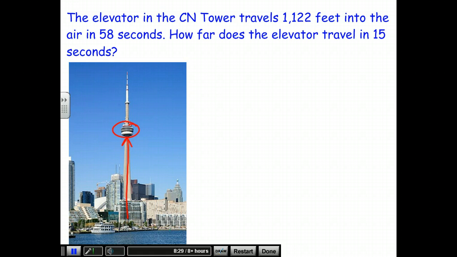So go ahead and think, how can I set up two ratios? One that I know that in 58 seconds it travels 1,122 feet, to find out what I want to know. How far, circle this in green because how far is similar to the 1,122 feet, does it travel in 15 seconds? Go ahead and pause the video, see if you can set up that proportion.